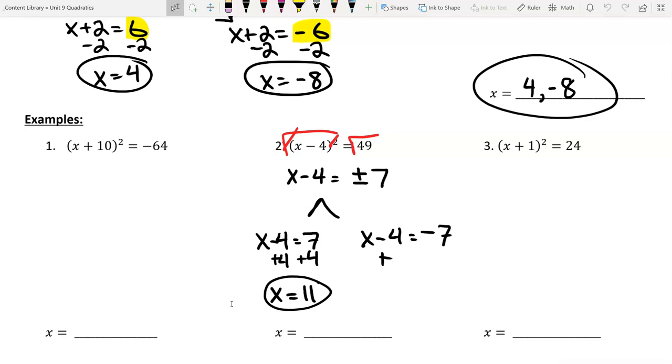And then adding 4 over here on the right side, be careful with your addition, x equals negative 3, because negative 7 plus 4 is negative 3. So what you would type into Go Formative, once again, is 11 comma negative 3.